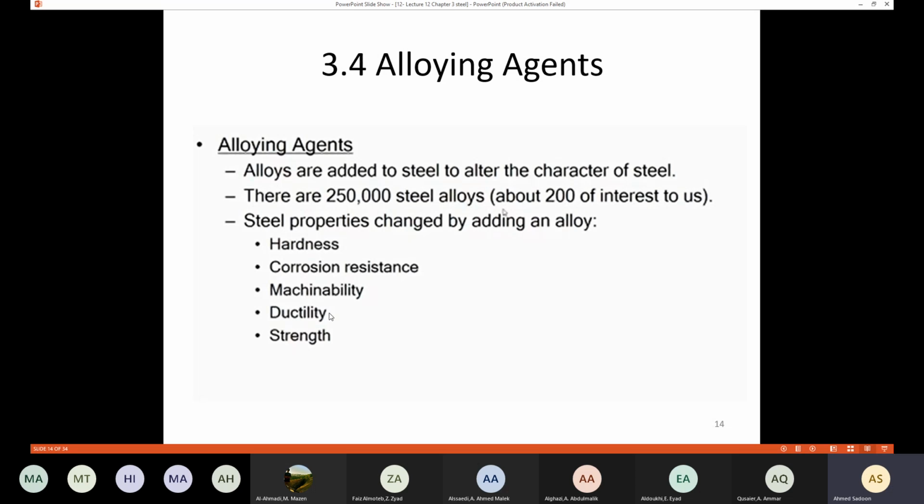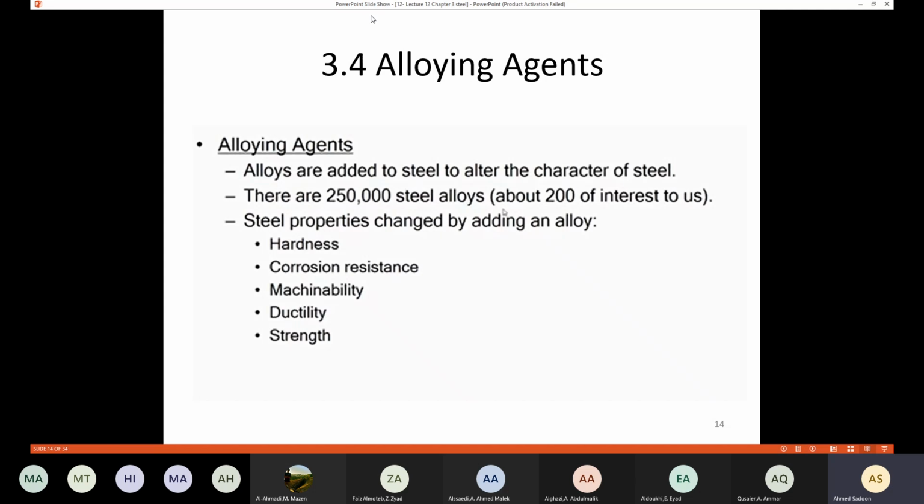There are 250,000 steel alloys. Only 200 are of interest to us. So by adding alloying agents, the steel properties could be changed. You could change the hardness, the corrosion resistance, the machinability, the ductility, and the strength.